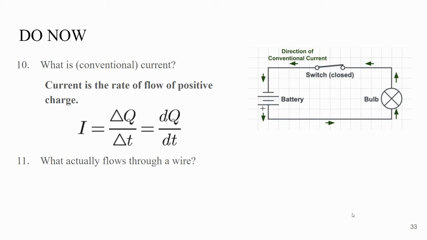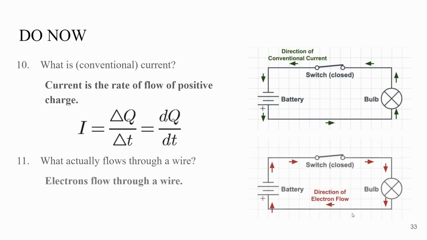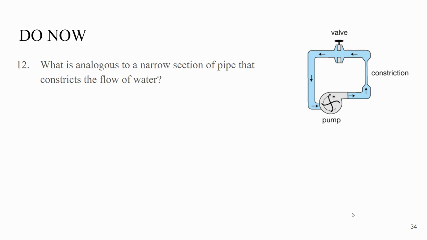But question 11, what actually flows through the wire? It's actually the electrons flowing in the other direction. I've pointed this out before. This is completely Ben Franklin's fault, but don't be too mad at him. He took a guess. They didn't even know that there were protons and electrons when Ben Franklin decided to name one type of charge positive and one type negative. It was a 50-50. Unfortunately, he got it wrong.